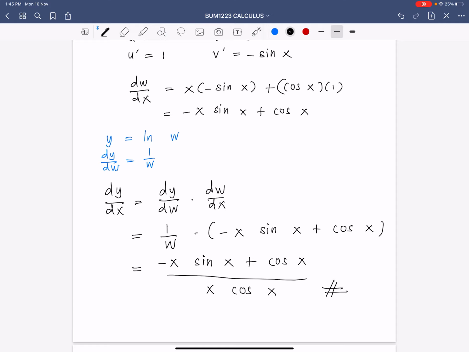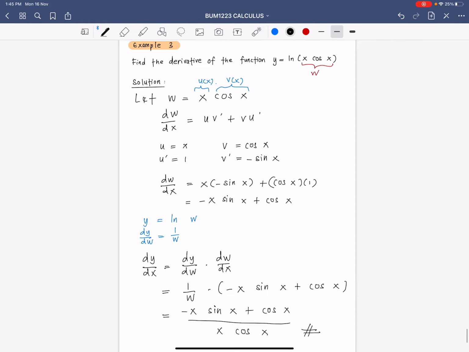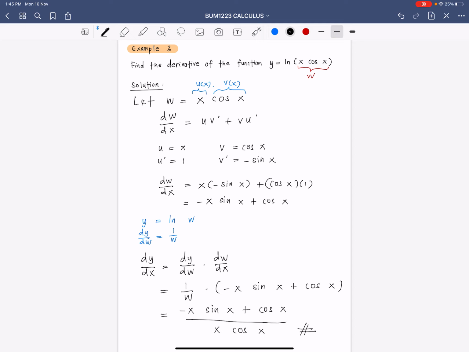All right, so this example demonstrates the use of product rule with chain rule in order to find the derivative of y. Okay, that's all. Bye bye.